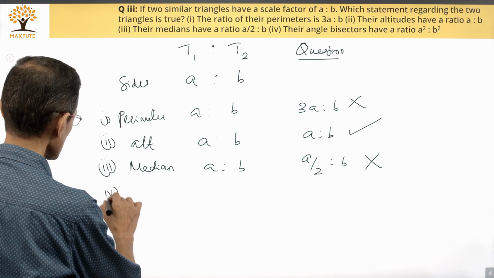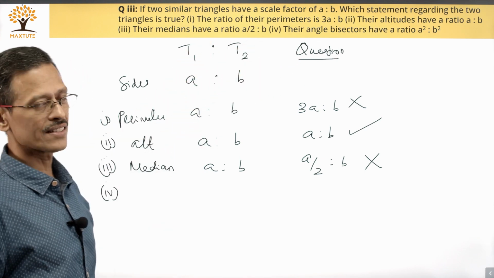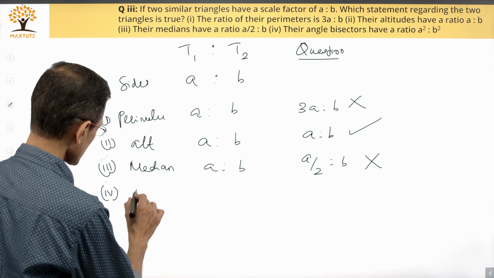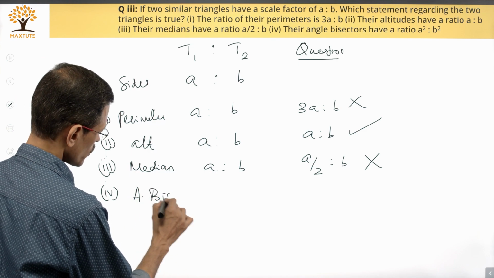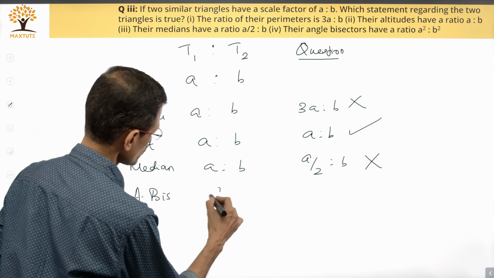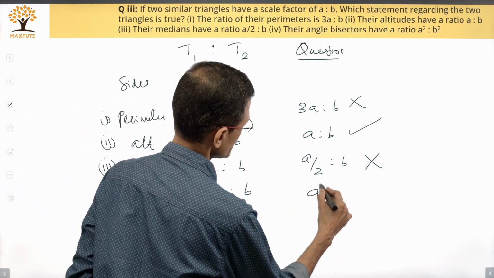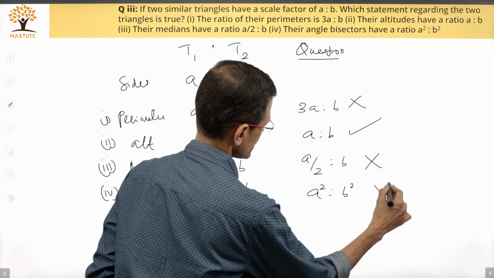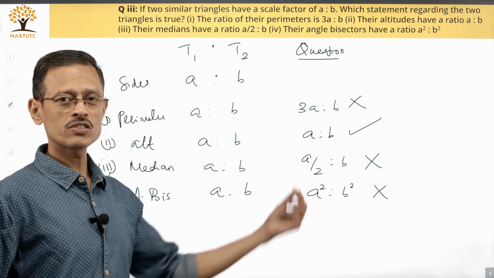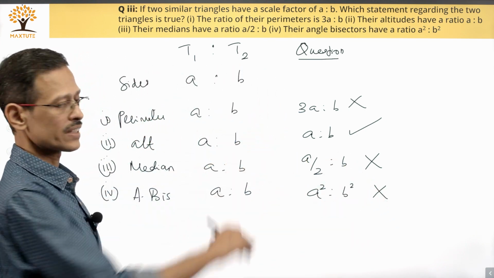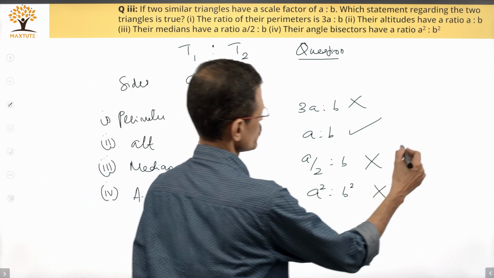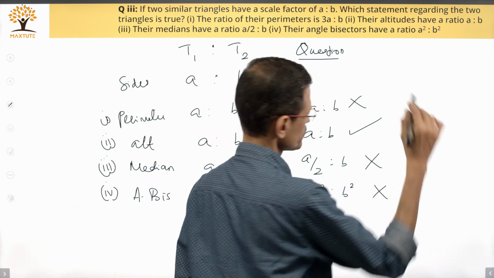Lastly, what does it talk about? It talks about the angle bisectors having some ratio. Angle bisector is also a measure of length that will also be in the same ratio as the scale factor, which is A is to B. Whereas the question states it is A square is to B square, which again is incorrect. So what is the answer to this question? Medians, altitudes are in the ratio of A is to B is the correct one. So choice 2 is the answer to this question.